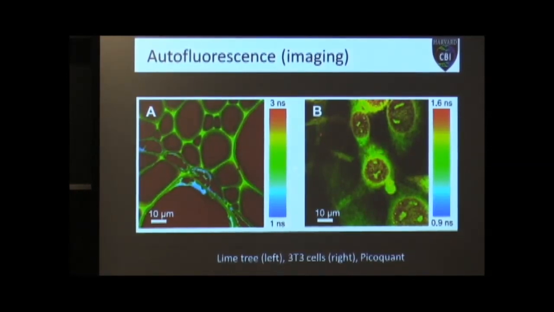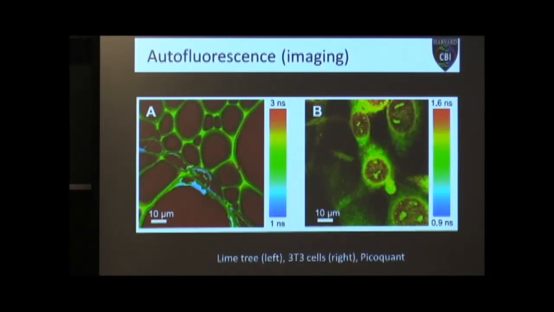The other thing that you can do is actually look at autofluorescence and find different autofluorescent molecules within your sample. So on the left here, we just have a sample from the lime tree, and on the right, these are just standard culture cells, 3T3 cells. And this is just looking at autofluorescence after they've been hit with laser light. So I believe this is actually UV or near UV laser light on this side, and I believe this was infrared laser on this side.